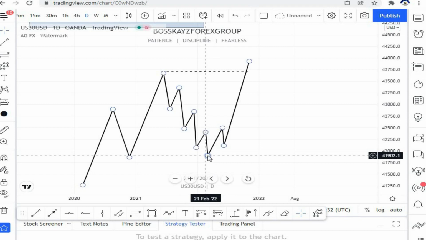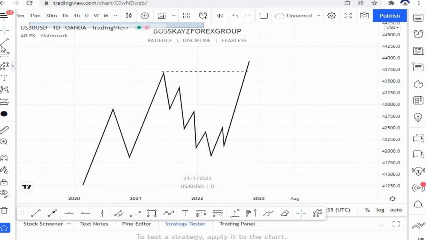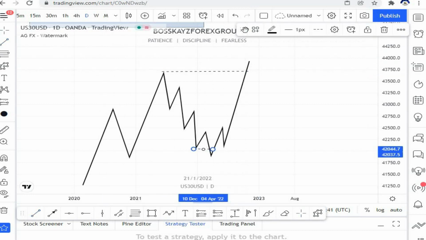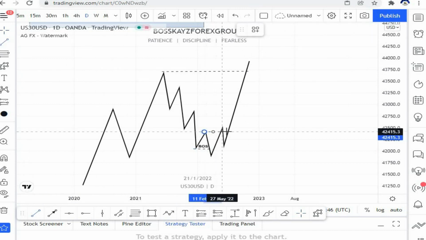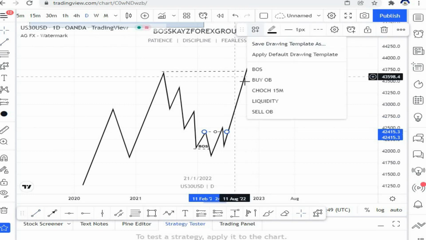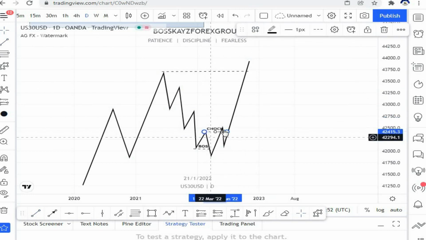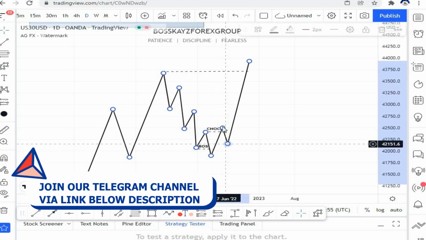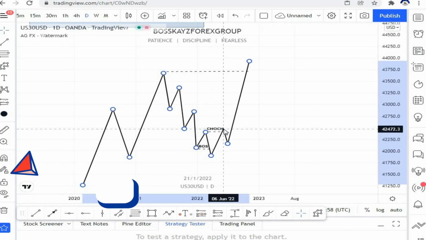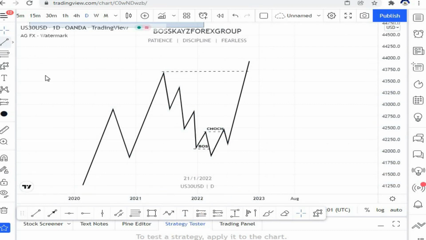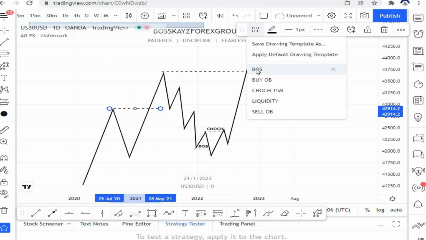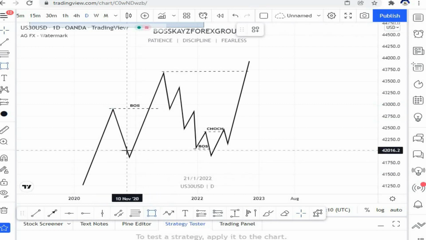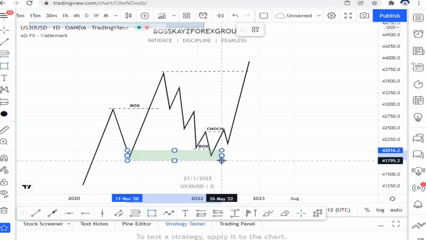So let's say the price will give you something like this, guys. This will be a breakout structure, right? Breakout structure right there. And this will be a choke, a character of change, right there, as you can see. Let me make it so that you can see properly. So this is a breakout structure, breakout structure again, and this is a demand zone area, where we can find our order block zone area.